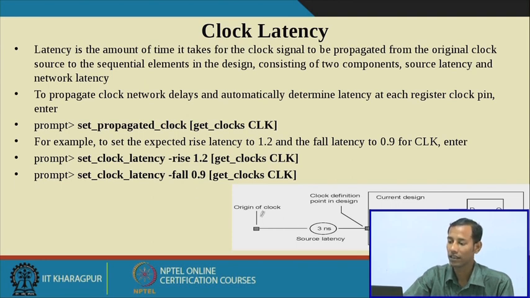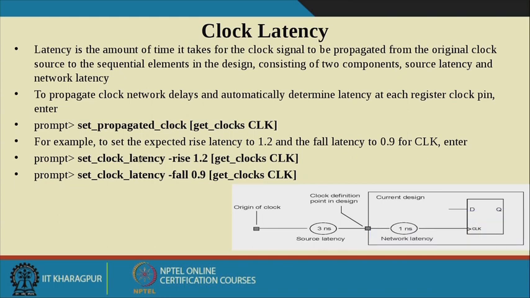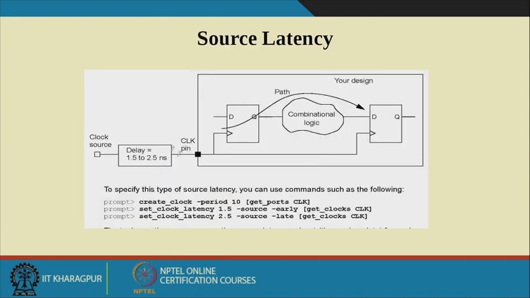Then clock latency is already mentioned, and how to mention this clock latency. First you have to say propagated clocks, then set clock latency with respect to rise is 1.2 and clock latency with respect to fall is 0.09, with the pin of this clock. Then again we can set the source latency. How can you do this source latency? By mentioning set clock latency is 1.5 minus source early and 2.5 is the late.